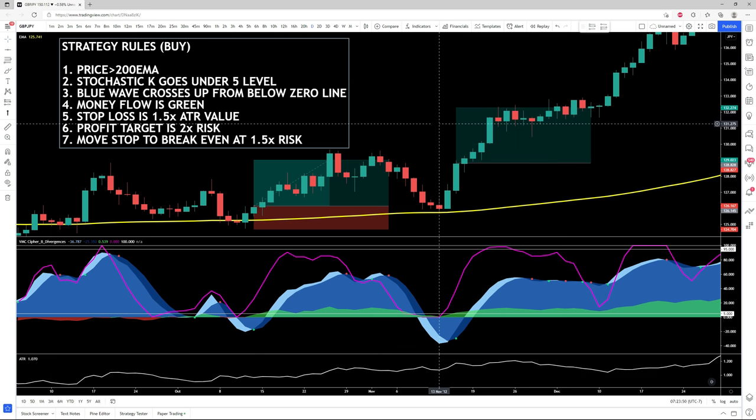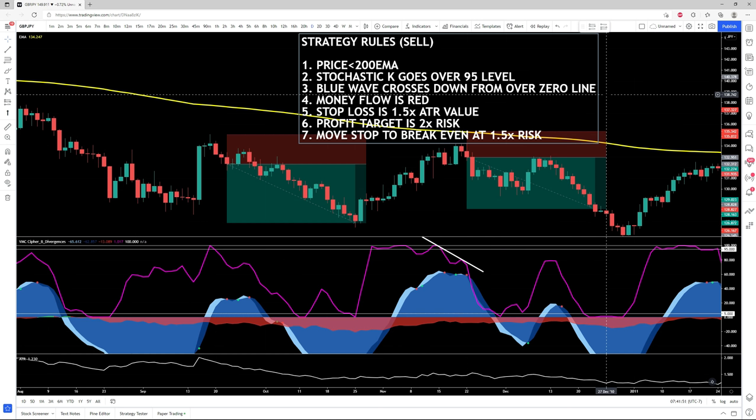All right, so let's talk about how to take a short. Here are the rules for a sell position. Of course, price needs to be under the 200 EMA. Stochastic K goes over the 95 level. The blue wave crosses down from over the zero line.